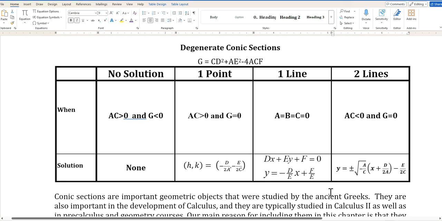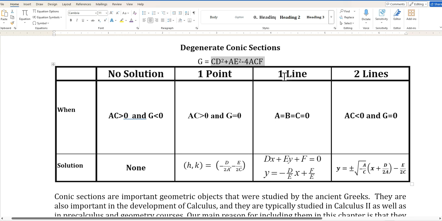basic conic sections, but I do want to point out there are some degenerate forms. It can degenerate to no solution, and one way you can see that is you look at this G here, given by this formula. If it's less than 0 and the product of A and C is positive, then there's no solution. If the product of A and C is positive and this G equals 0, then it degenerates to a single point, which is h, k, and it's also minus D over 2A, comma, minus E over 2C.